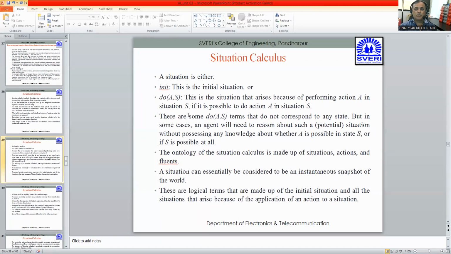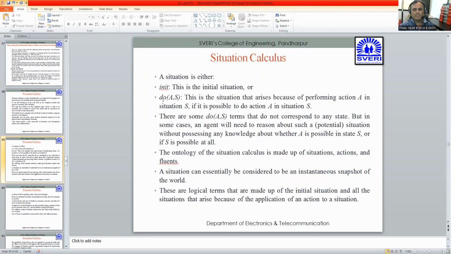So there are two types of situations. One is where nothing has happened yet, which we call the initial situation, or a situation where something has happened, so do(a, s). So it is nothing but the situation that arises because of performing action a in situation s. So if it is possible to do action a in situation s, then we can say that there is a do.